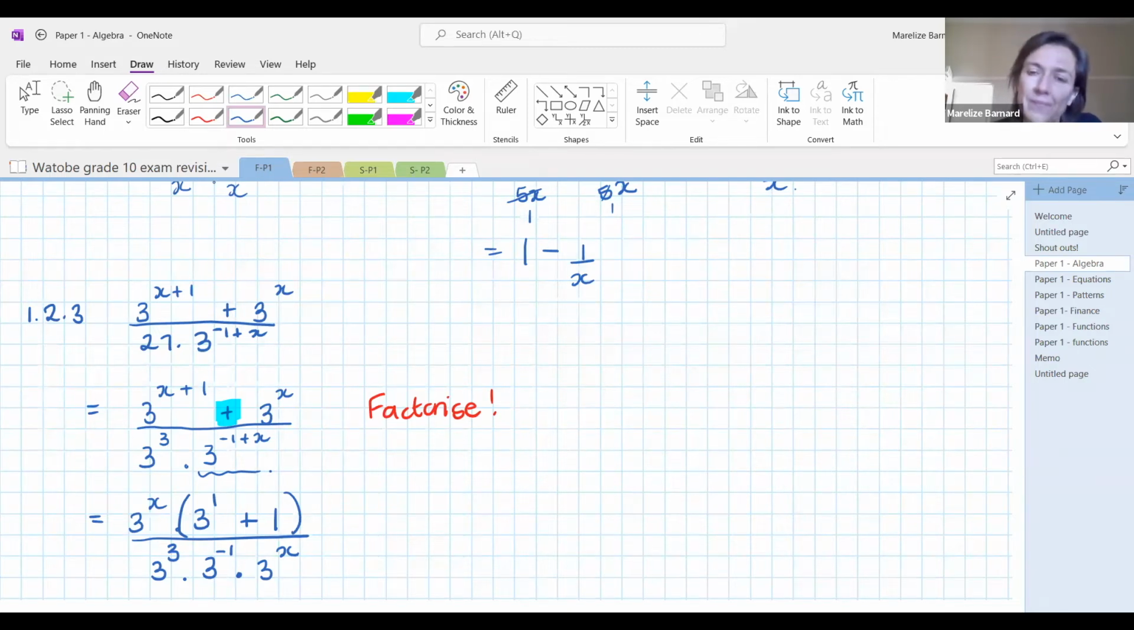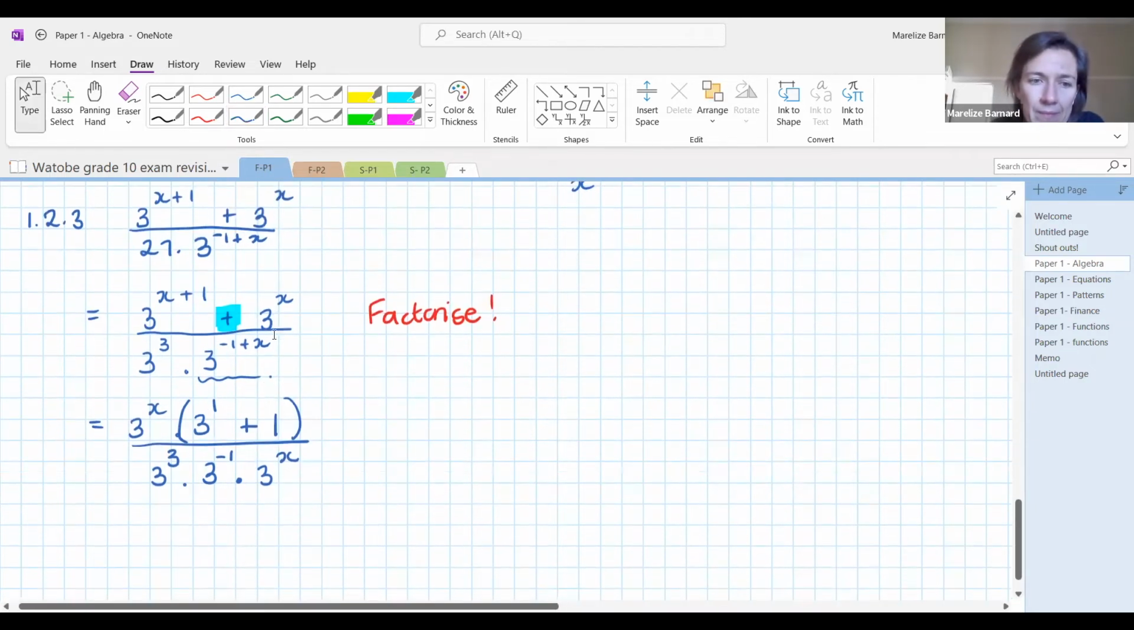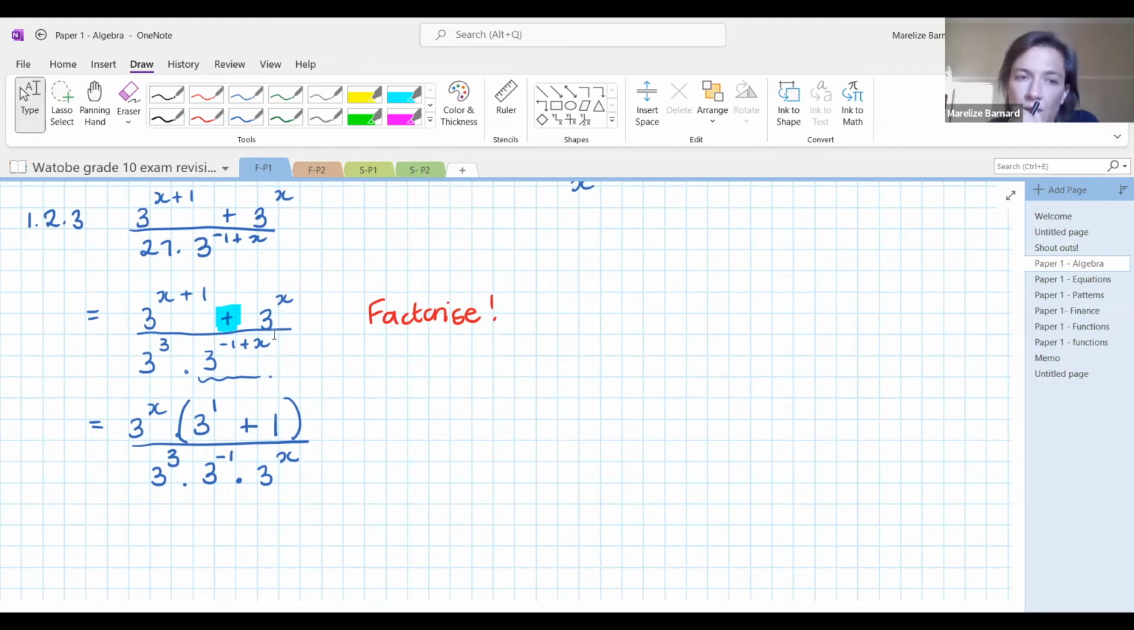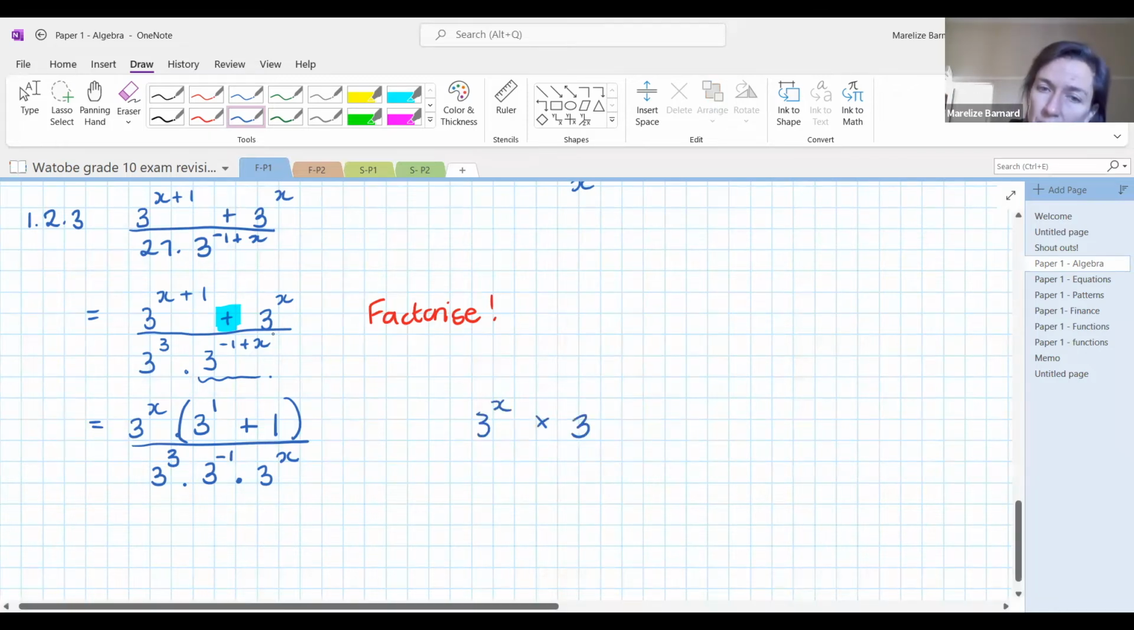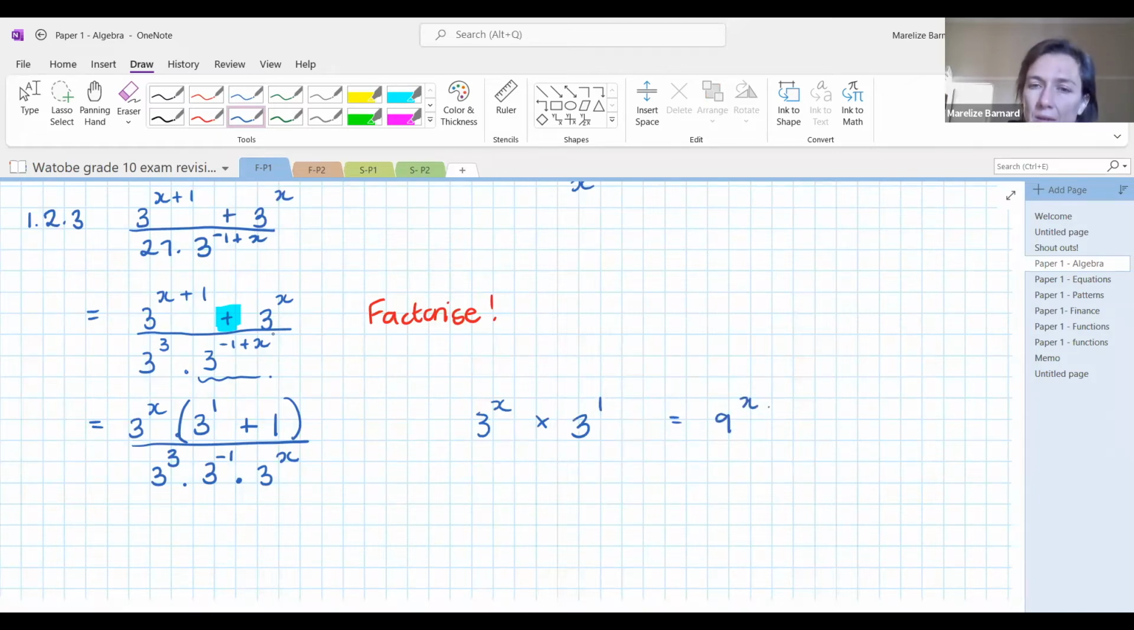Ma'am, I just wanted to ask you, where you wrote 3 to the power of x, then in the bracket you said 3 to the power of 1. If we multiply 3 by 3, won't it be 9? What if I multiply what? This 3 to the power of x with the 3 to the power of 1. Oh, you are asking if 3 to the power of x times 3 to the power of 1 is not 9 to the power of x. Is that what you're asking? Yes, ma'am.